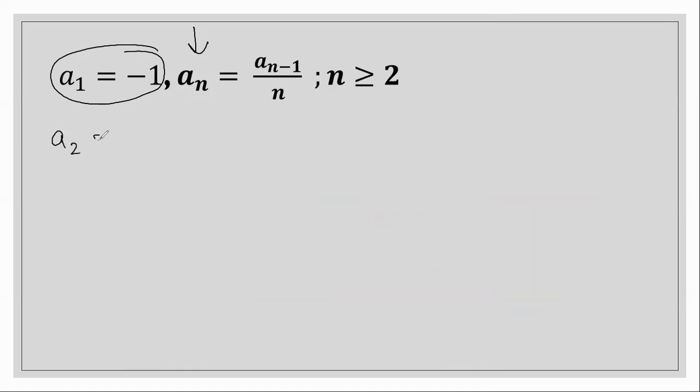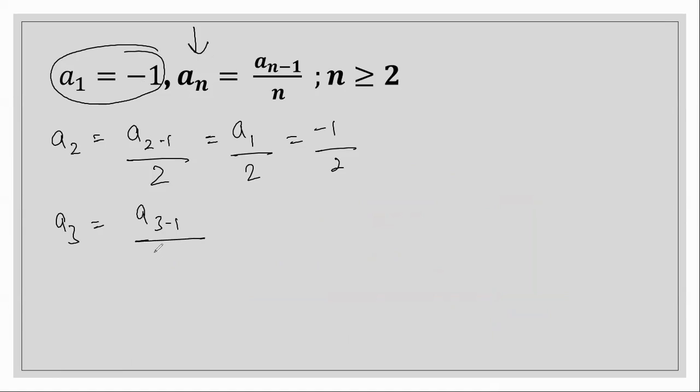So when n is equal to 2, we have to find out a2. So a of 2 minus 1 by 2, a of 1 by 2. And what is a1? That is equal to -1 over 2. So this is a2. Let's talk about a3. That is a of 3 minus 1 divided by 3, a of 2 by 3. What is the a2 value? It is -1/2 divided by 3. The 3 is in the denominator now, so it will be -1 over 6.